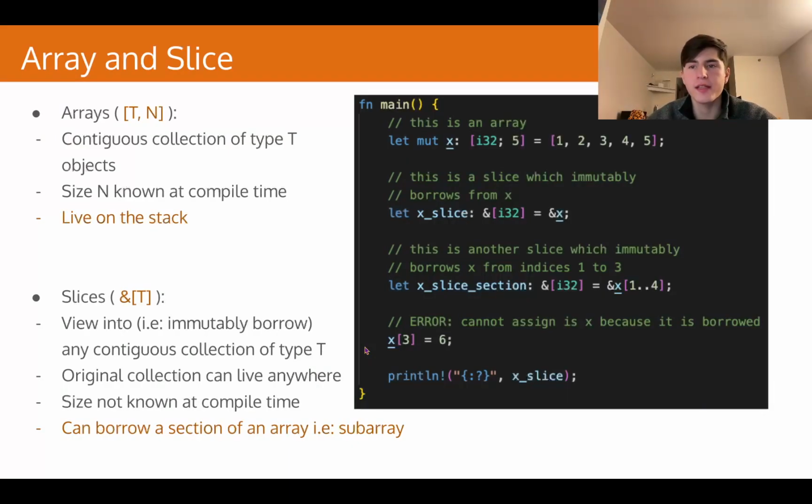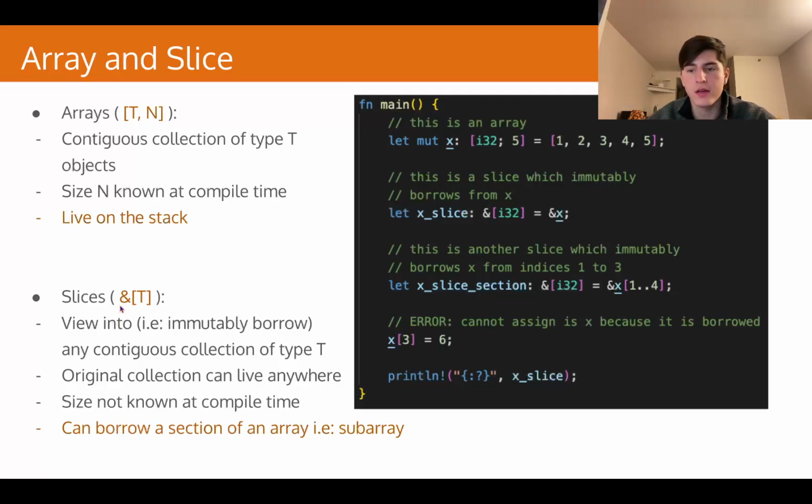So, arrays and slices. An array, denoted [T; N], where T is the type and N is the length. For example, here we have an integer array, type i32 with length 5, declared right here. These arrays live on the stack. In a previous lecture, we covered the difference between heap and stack memory. These live on the stack.